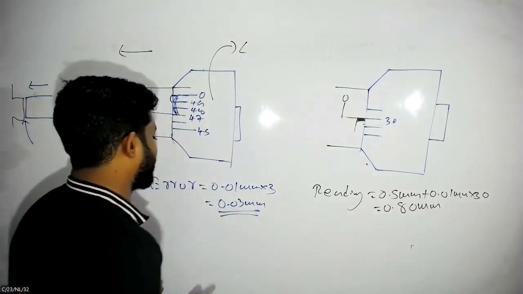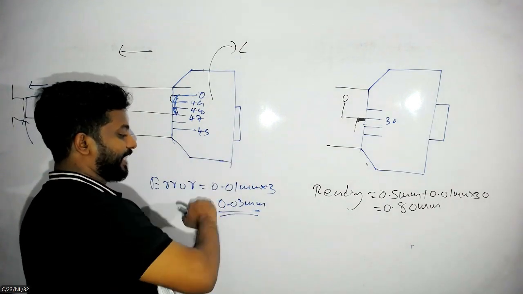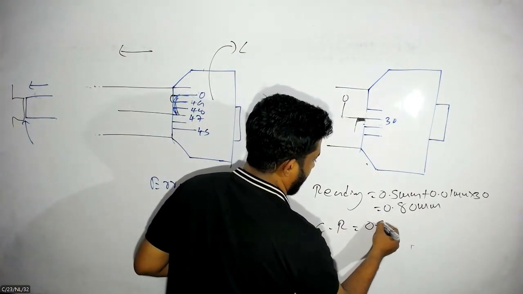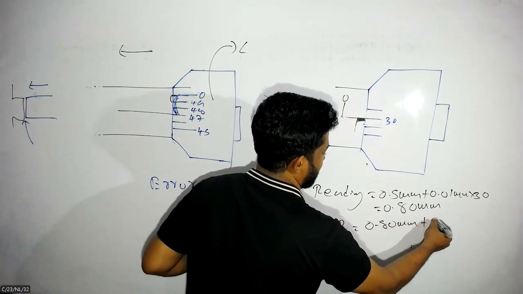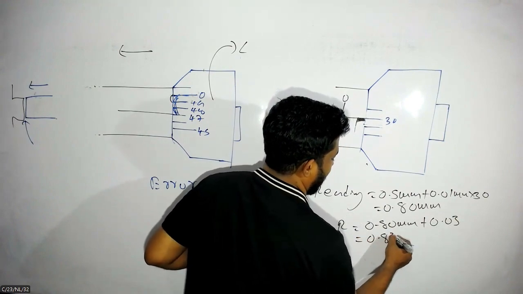Then you can obtain the corrected value. To obtain the corrected value, you need to add this error, this negative error, to your answer. The corrected reading is 0.80 millimeter plus 0.03 millimeter. Then the answer is 0.83 millimeter.